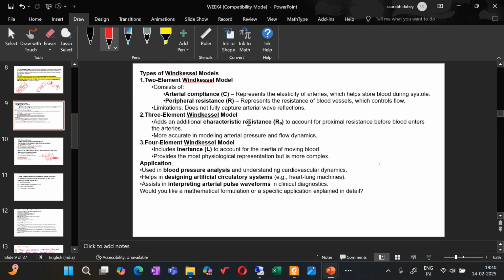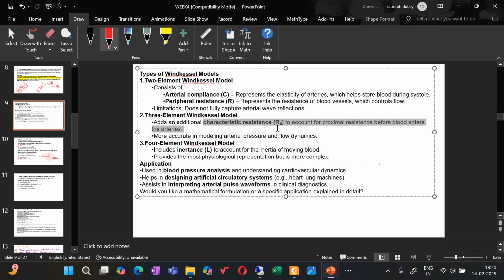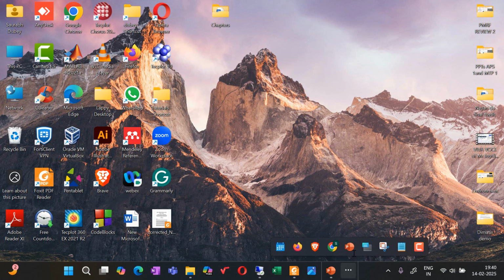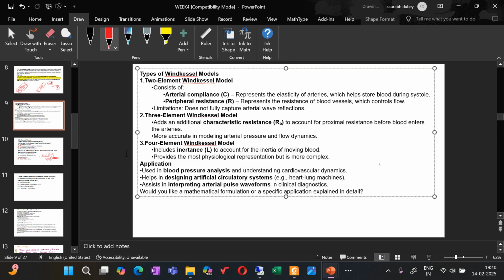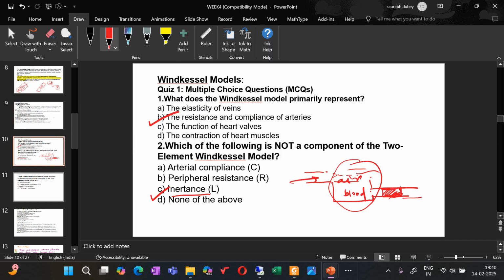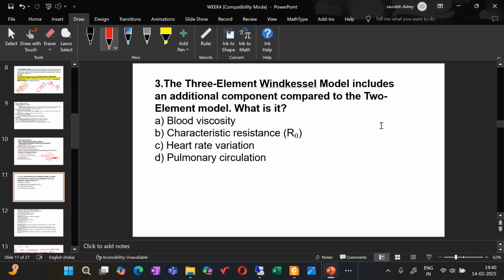As you see in the three element model, we have considered this additional characteristic resistance. It accounts for the proximal resistance. Before blood enters the arteries, there is some resistance until fully developed flow sets up. That resistance has been considered in terms of this R naught, the characteristic resistance. So option B is the correct answer.